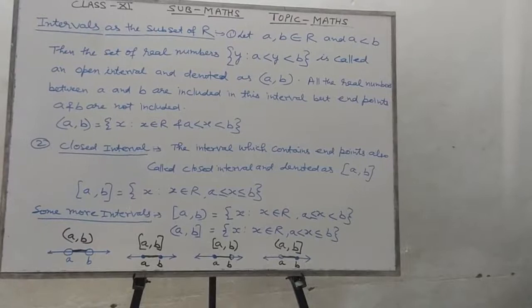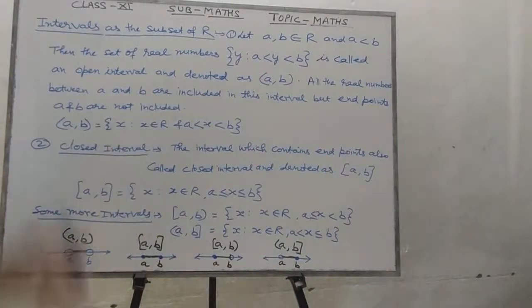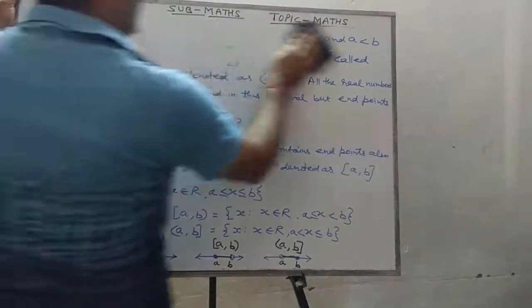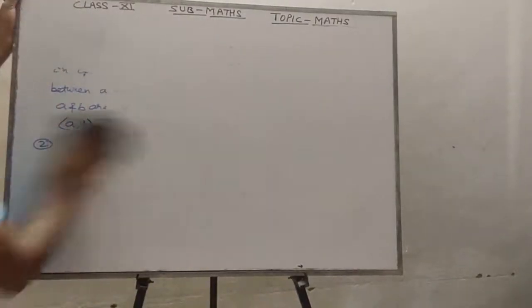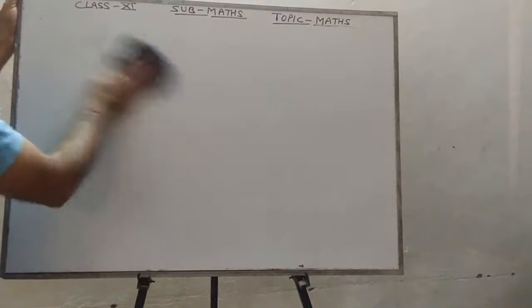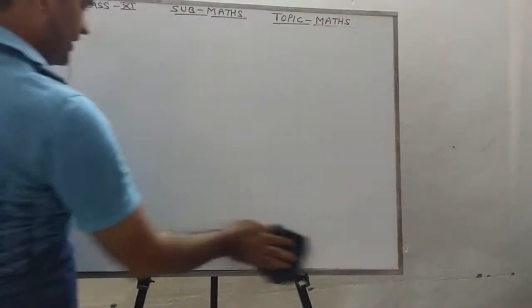Well, so the next topic is the Venn diagram. What are Venn diagrams? Venn diagrams are the diagrams by which most of the relationships between sets can be represented. This is given by John Venn. After his name, this diagram is named the Venn diagram.